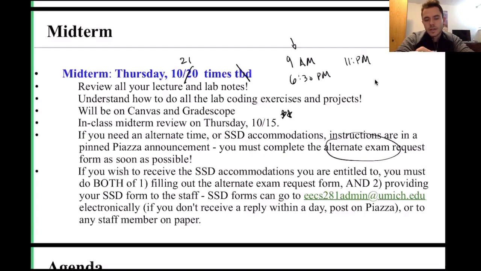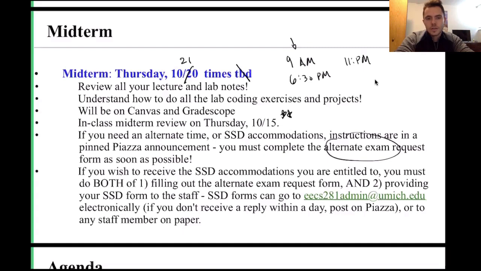And then also attending the midterm review session. There will usually be some more going over content, and there will be more practice questions there as well. So I'd recommend attending that, or at the very least, watching the recording and trying to go through those practice problems on your own.